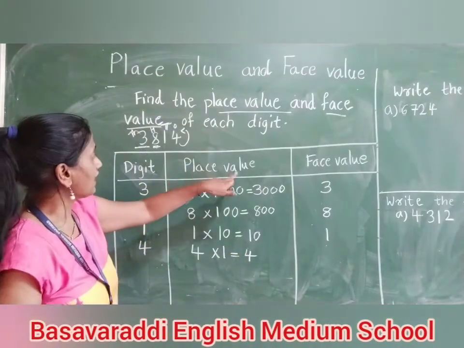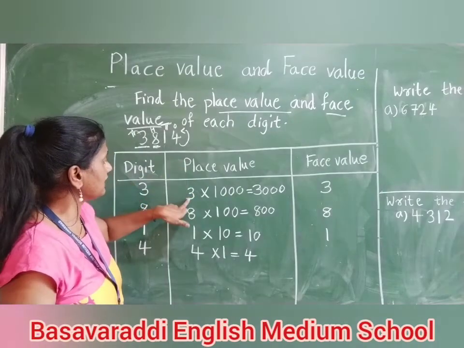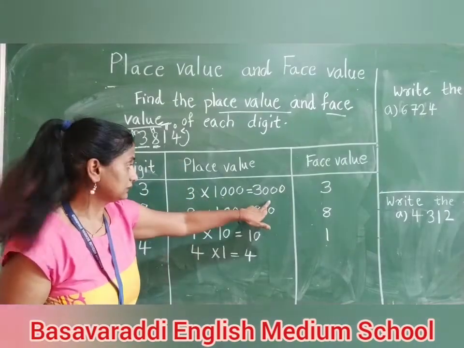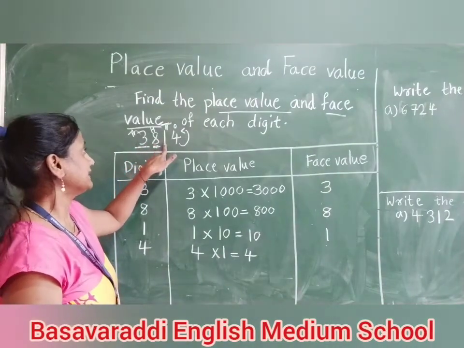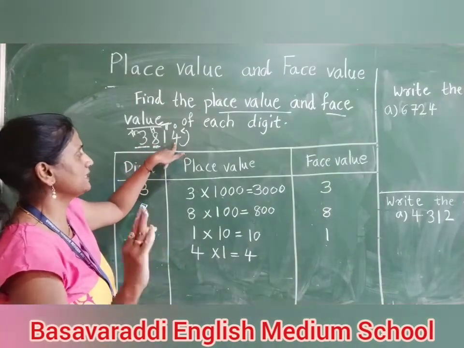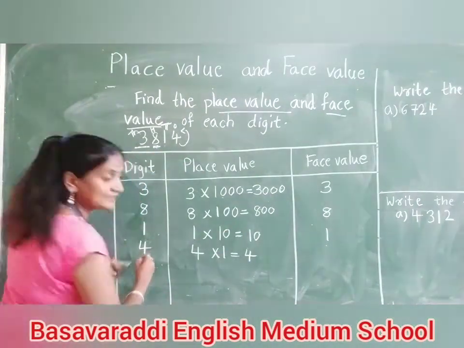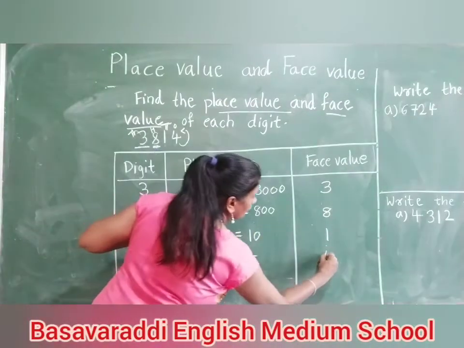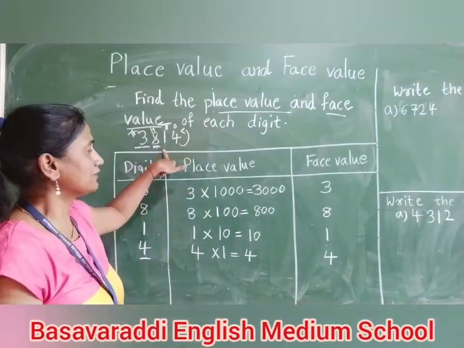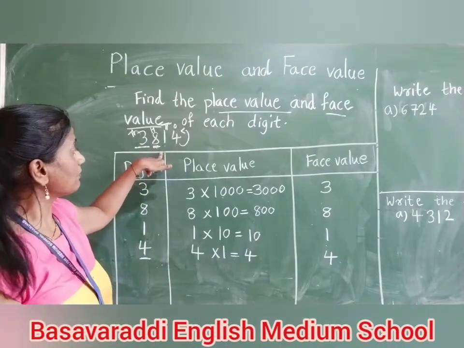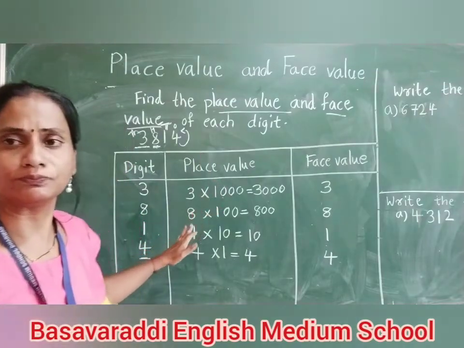So these are the place values. The place value of 3 is 3 into 1000, which is 3000. The others are 800, 10, and 4 in the 1's place. Now the face value of 4 is itself, 4 only. Now we will go on to some more examples.